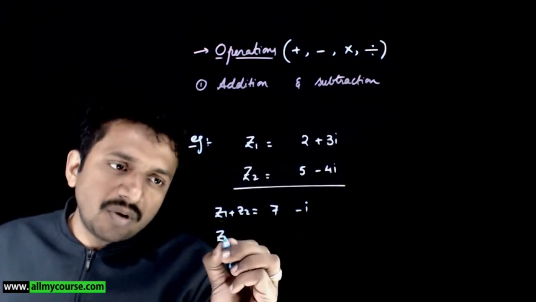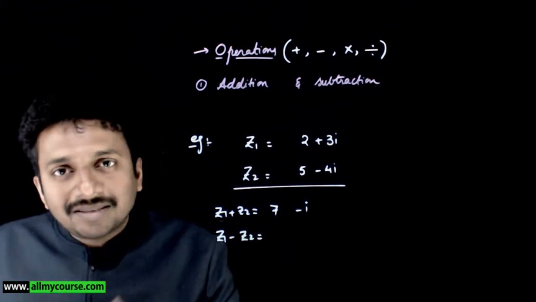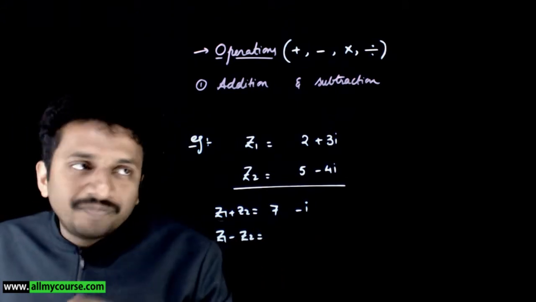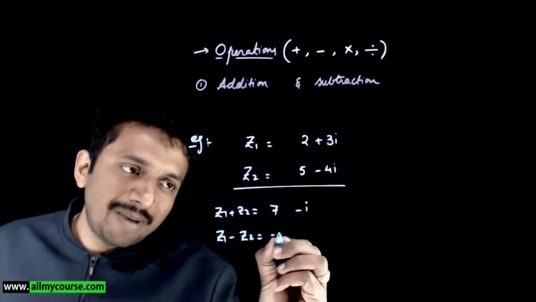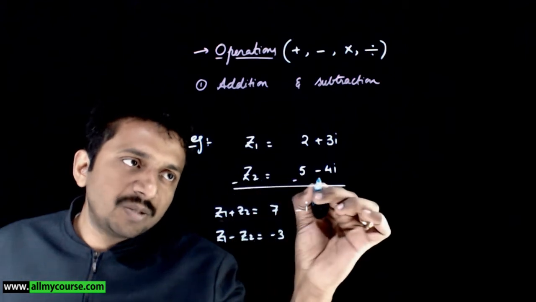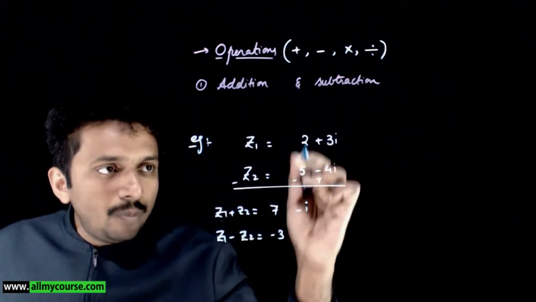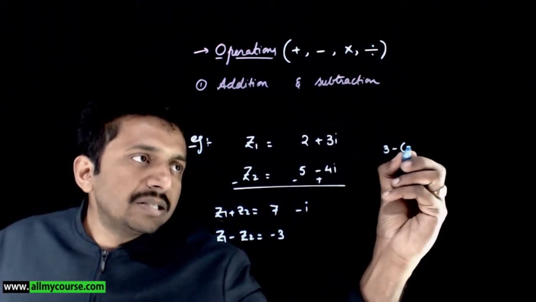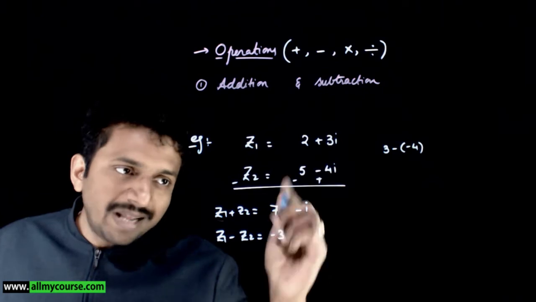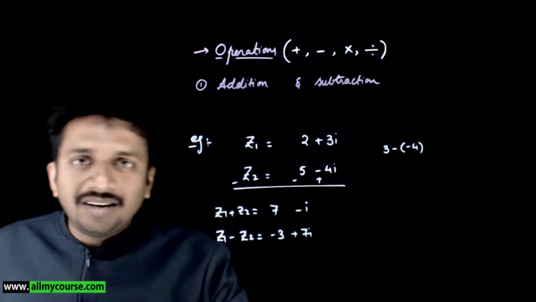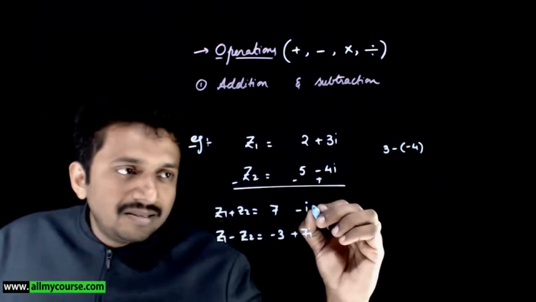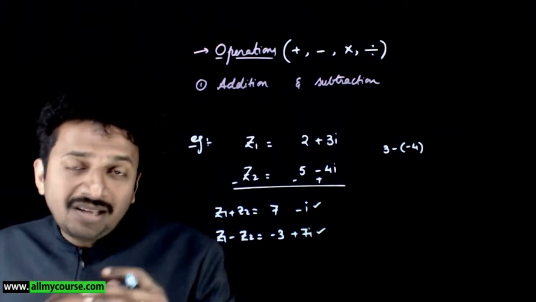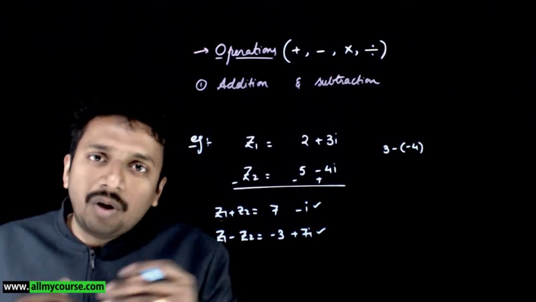If you want to do z1 minus z2, again the same process, you subtract the real part separately, the imaginary part separately. So 2 minus 5 is minus 3. So if you want to subtract it, just put something like this. 2 minus 5 is minus 3. 3 minus of minus 4 is nothing but 3 plus 4. So it is minus 3 plus 7i. So this is as simple as this. If you want to add or subtract, consider real part separately, consider imaginary part separately, do the operation that gives you the answer.